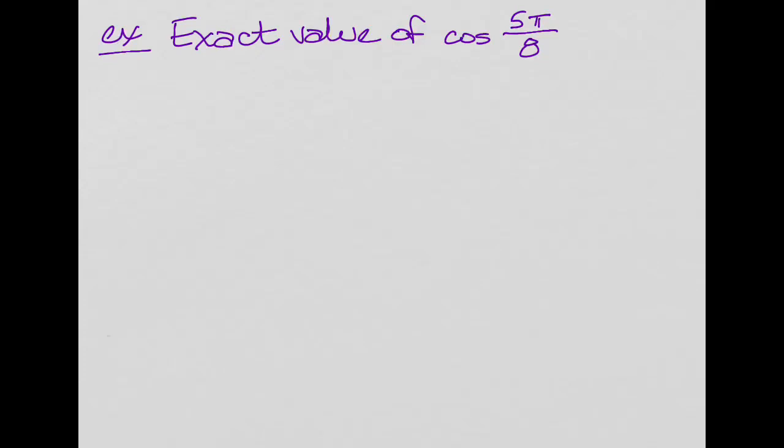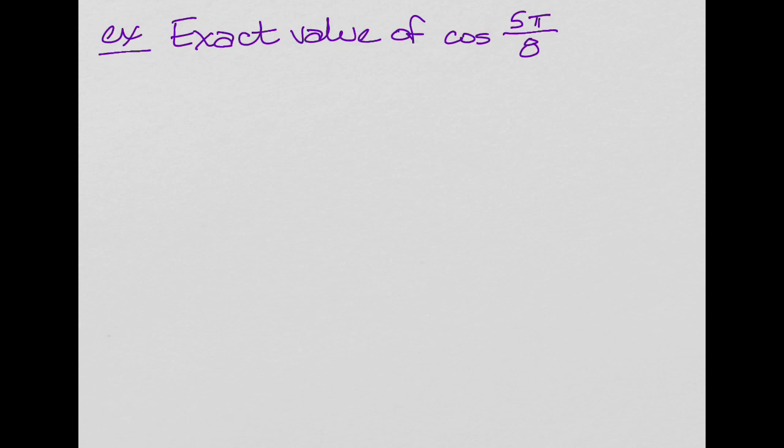Here's an example using a half-angle identity to find an exact value of a trig function. I'd like to find the exact value of cosine 5 pi over 8. Well, 5 pi over 8 is not a unit circle value. That's not one of the ones that's on there. It's not one that we know.